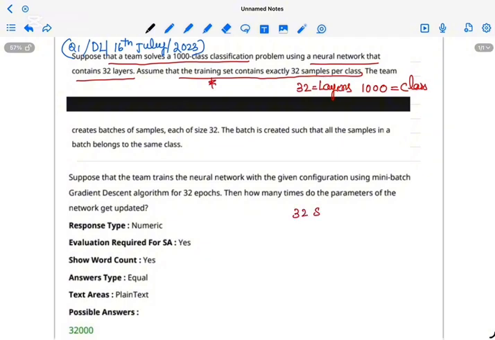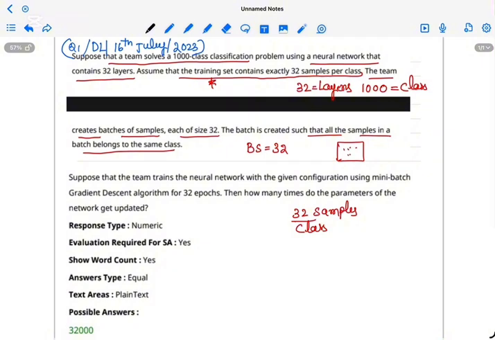The team creates batches of samples, each of size 32, that is, batch size bs equals 32. The batch is created such that all the samples in the batch belong to the same class.